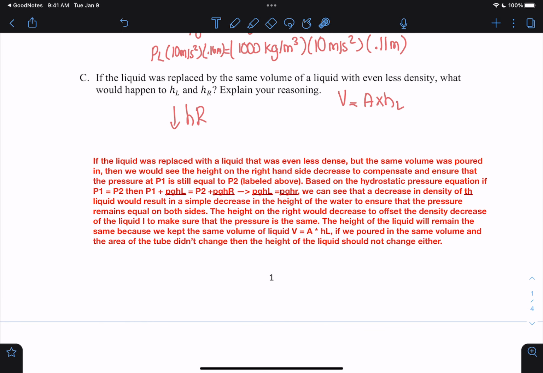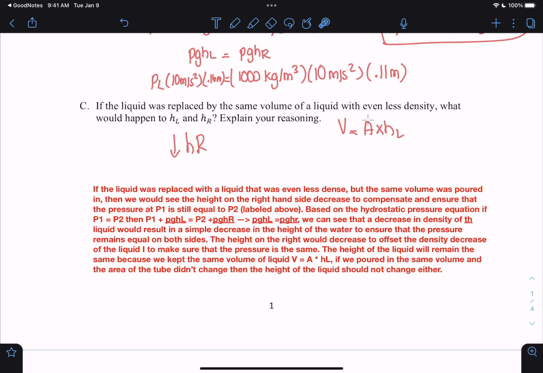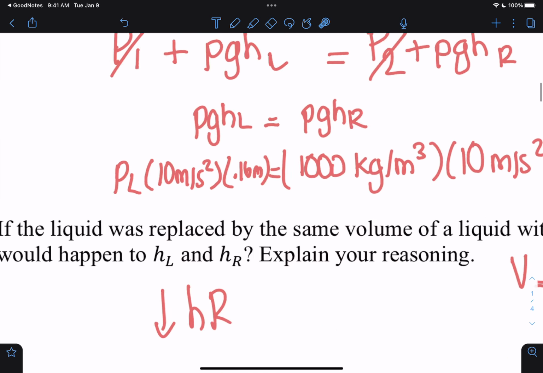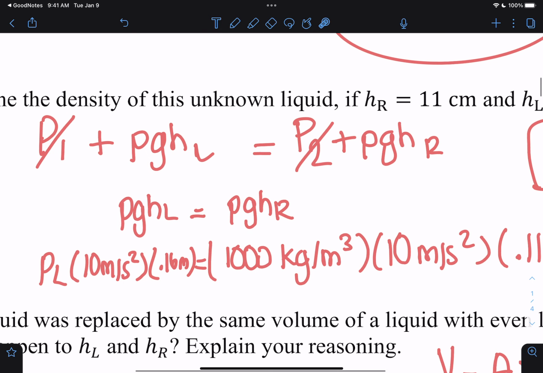Yeah, this is all because of the volume of the liquid having to stay the same. Because you poured in the same volume, you're going to keep the same height of the liquid. And so if you're just changing the density on the left-hand side, if you're decreasing it, and the height stays the same and the gravity stays the same, well, if you're also pouring in the same amount of water, then you're not changing the density of water and you're not changing the gravity. And so then your height has to decrease.